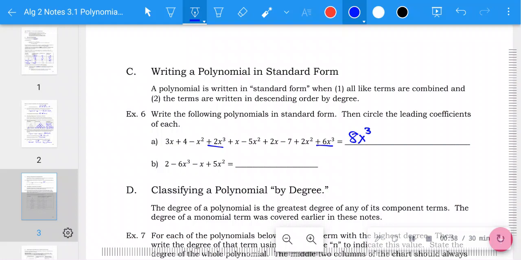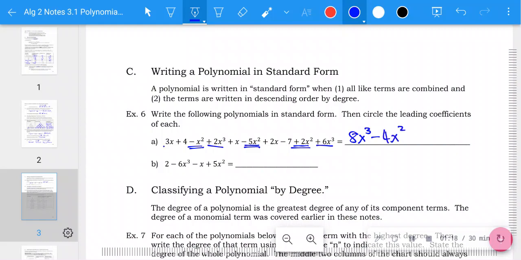Then you move on to the next highest exponent, which is second power, so you're going to combine those. Here's negative 1x squared minus 5x squared. So far that's minus 6x squared plus 2x squared. That's minus 4x squared when you combine it.